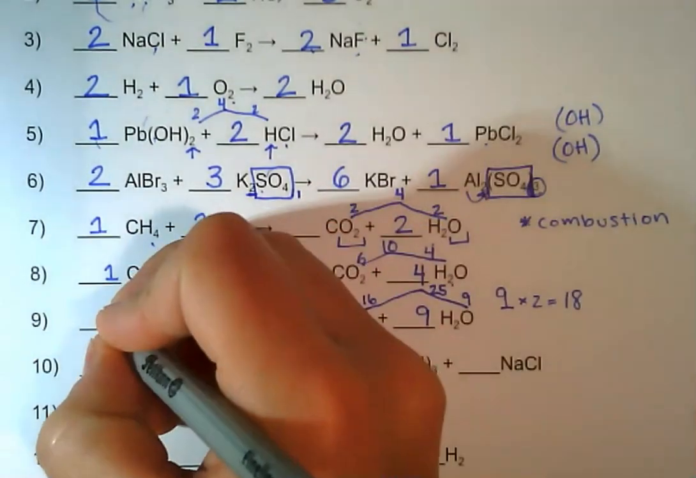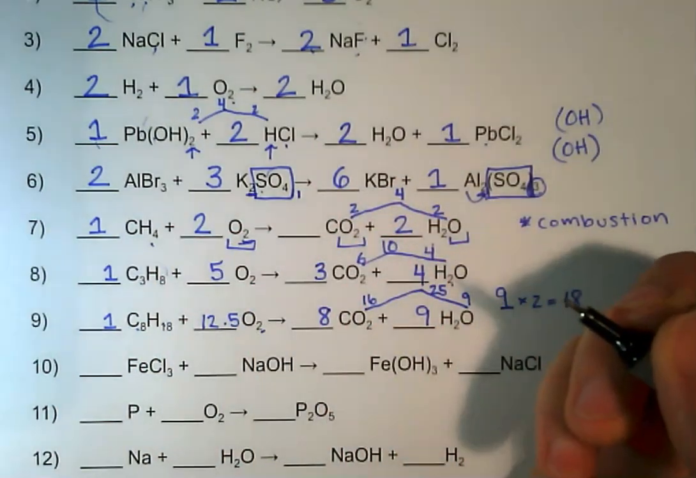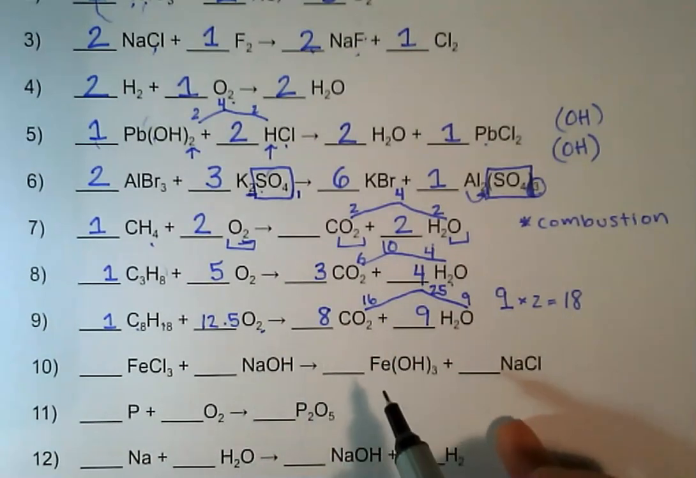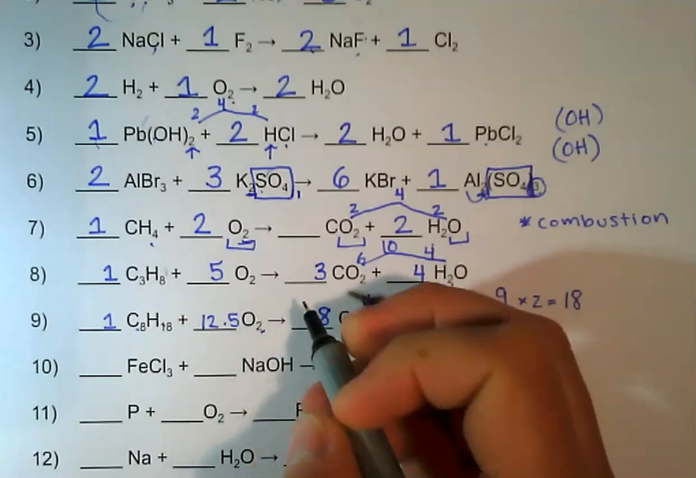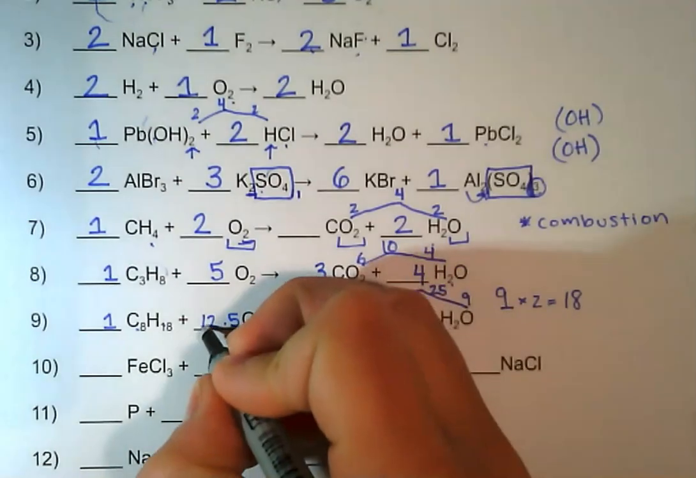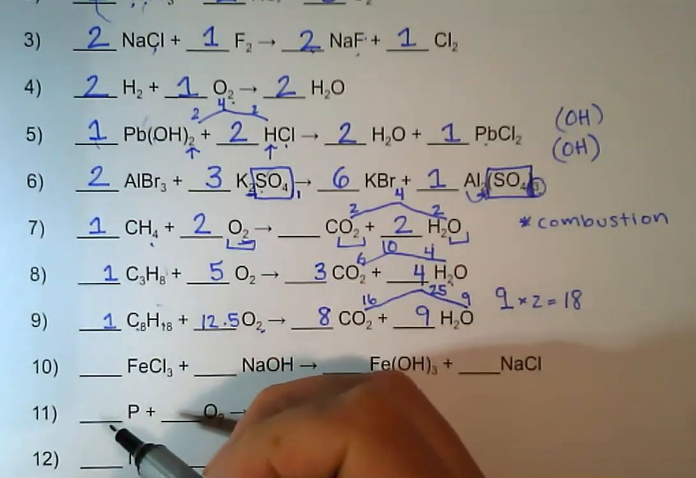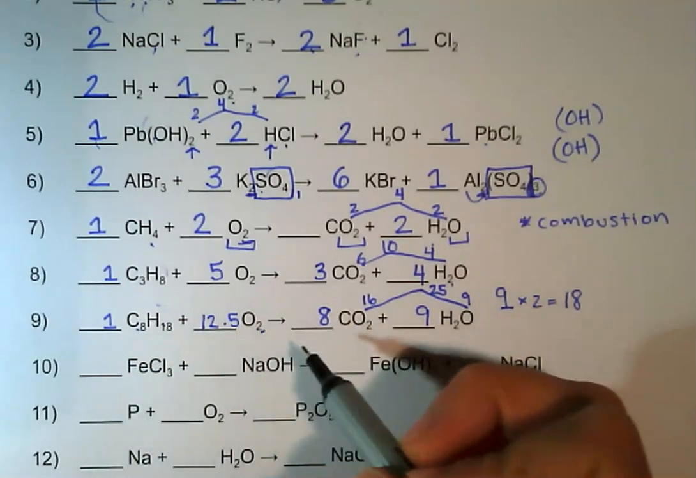And then I'm going to finish off by putting my 1 in front of C8H18. But I know that I need all these coefficients to be whole numbers in the end. So in order to make 12.5 a whole number, I'm going to have to multiply it by 2. And just like in algebra, I can make a mathematical operation to my coefficients. I just have to make the same operation to all of my coefficients.